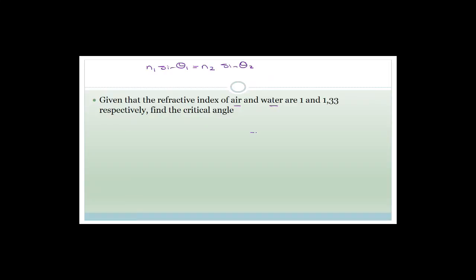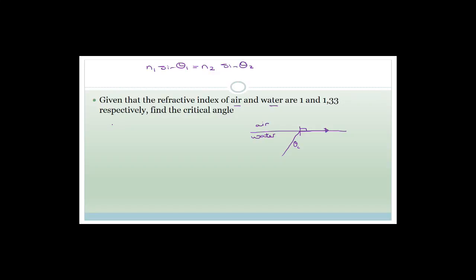Okay, so we know that it has to be going from water to air, right? Because that is one of the things that has to happen. It has to be going from a more optically dense medium to a less optically dense medium. So it's going from water to air. So here we go, and we've got the critical angle. That's going to be theta c. And then we're going to end up with the angle of refraction, which is at 90 degrees.